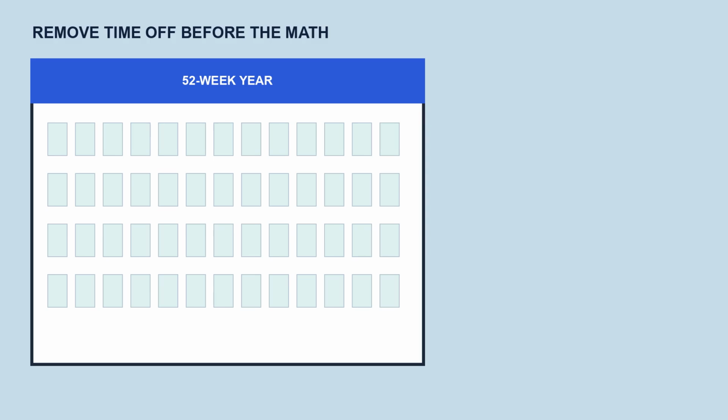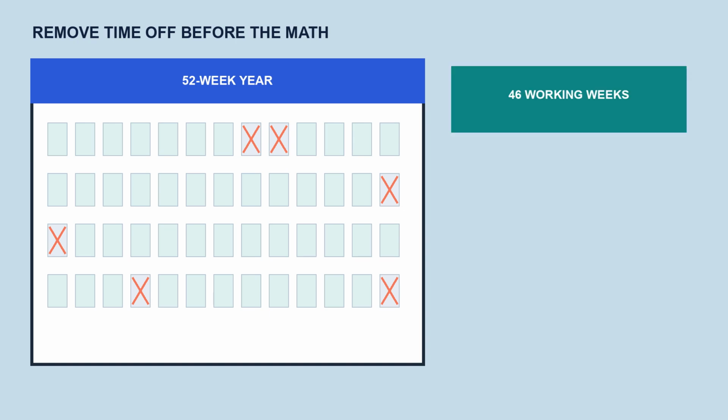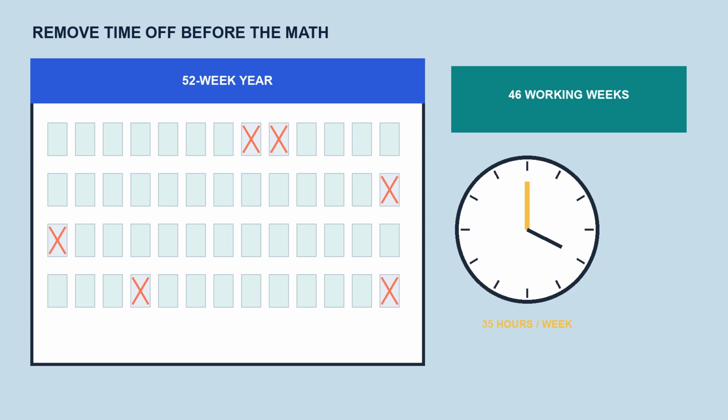Next, remove the fantasy of working every week. The designer plans for 46 working weeks and 35 total business hours each week. 46 times 35 gives 1,610 workable hours. This includes every hour spent running the business, not only client delivery. Holidays, illness, and real breaks must be removed here before the rate calculation pretends those hours are available.